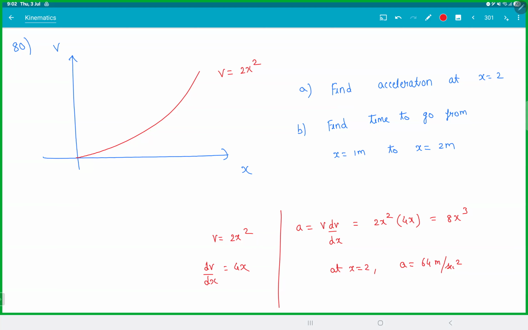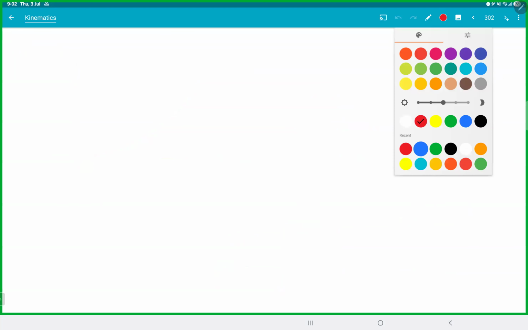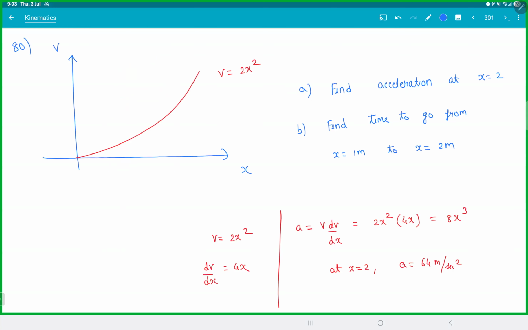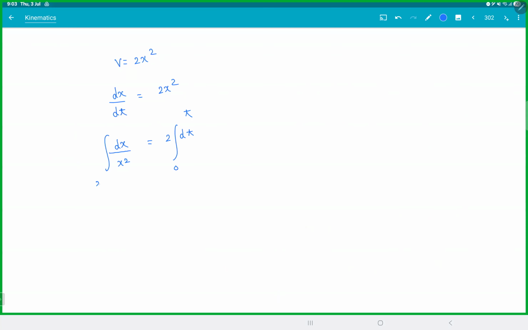You want to find time, right? So v is equal to 2x square. What is v? dx by dt. Since you want time in terms of x, get v in terms of dx by dt. This will be dx by x square is 2 dt. Integrate 0 to t, and you're going from 1 to 2. So limits will be x is equal to 1 to x is equal to 2.